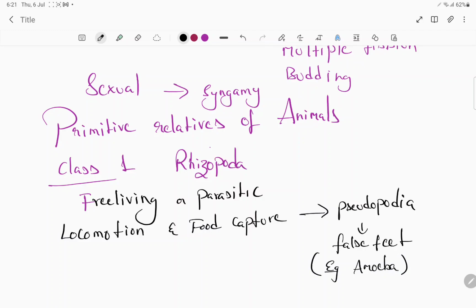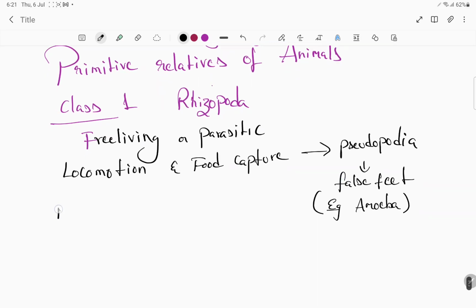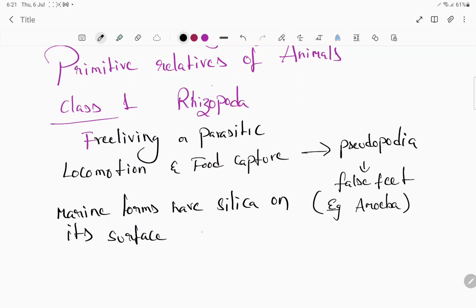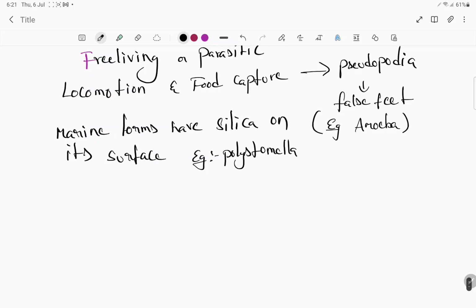The marine forms have silica shell on the surface. Examples: amoeba, polystomella, Entamoeba histolytica. Amoeba is free living. Entamoeba histolytica causes amoebiasis, which has a monogenetic host, that is man.